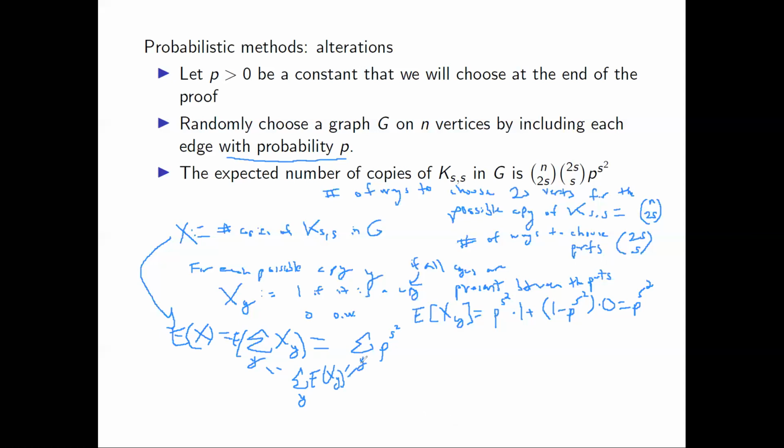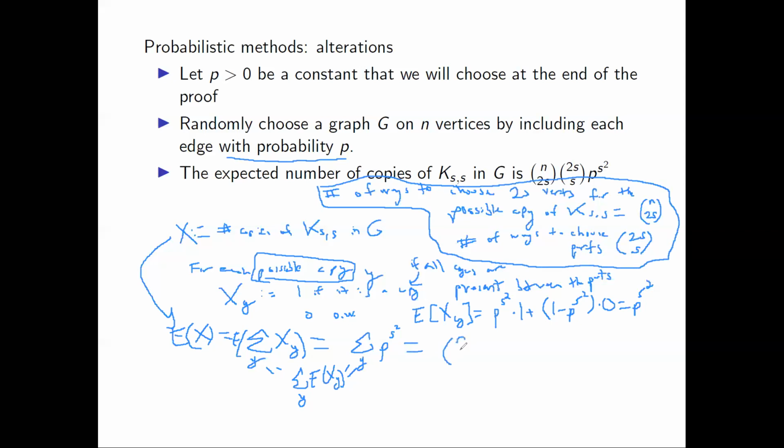And we saw that for each possible copy, we counted the number of possible copies over here. The number of ways to choose 2s vertices for the possible copy was n choose 2s. The number of ways to choose the parts from there is 2s choose s. So that gives us the total expected number of copies as n choose 2s times 2s choose s times p to the s squared. And that's exactly what we got right here. So it's a little more explanation than is in that bullet. Okay, so we're about halfway there, I guess.